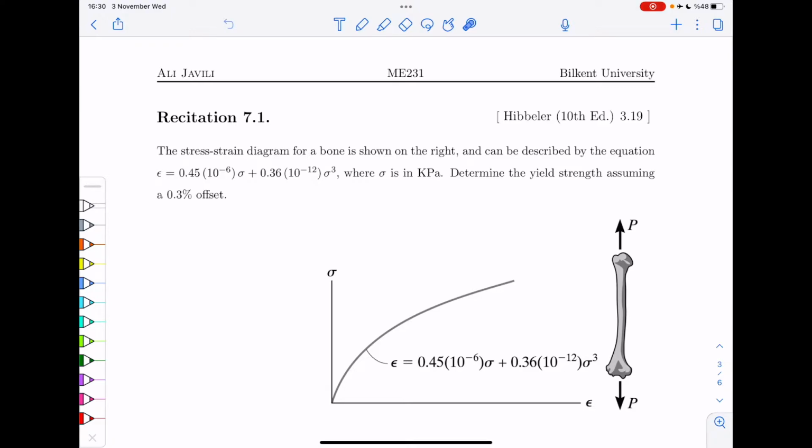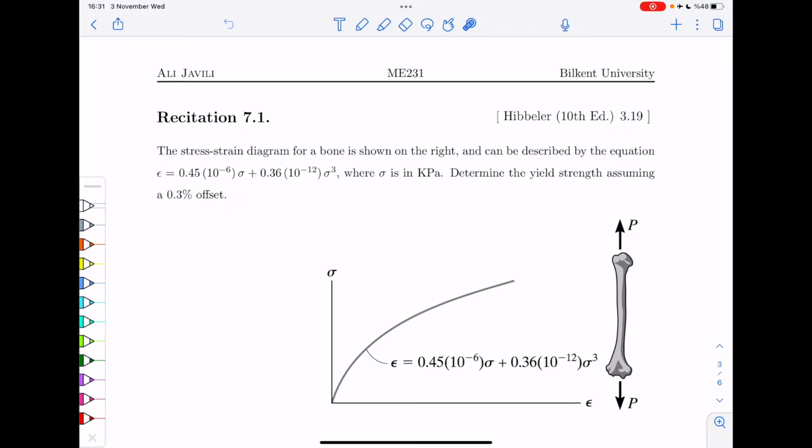So the stress-strain diagram for a bone is given in the picture. So stress versus strain. Usually you are expecting a linear curve here, but this is a polynomial of order 3. And this polynomial, in particular, pay attention, it expresses strain in terms of stress. Stress is your y-axis, epsilon or strain is your x-axis. So this is kind of different from what you usually expect from a graph. It's not something like y equals f of x. This is the opposite. This is x equals f of y. All right.